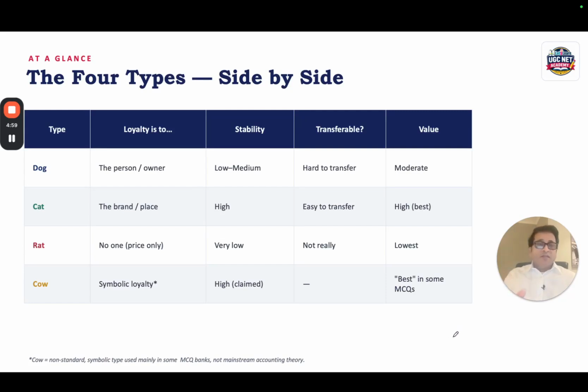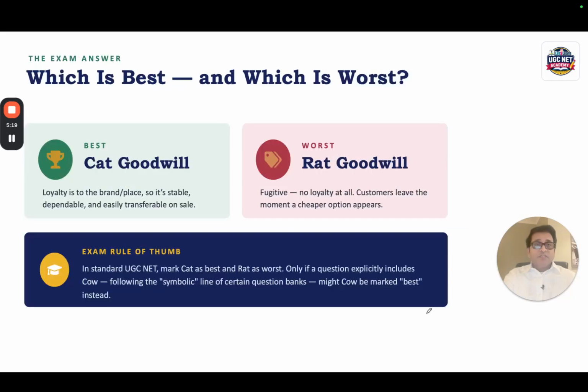I mentioned a table here to compare between these 4 types of goodwill. See, the highest and the best goodwill to any organization is what? Cat goodwill. The second best is cow goodwill. Don't get confused. Cat goodwill is the best goodwill.